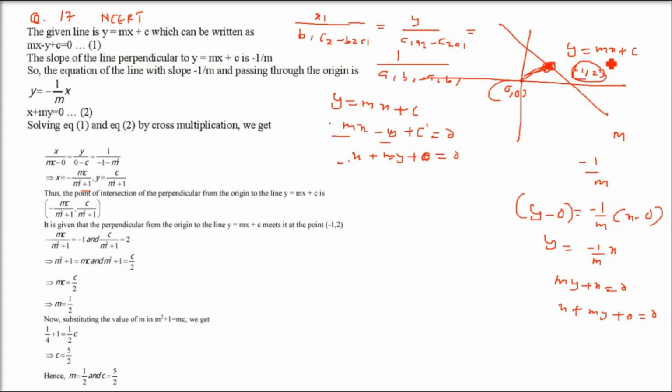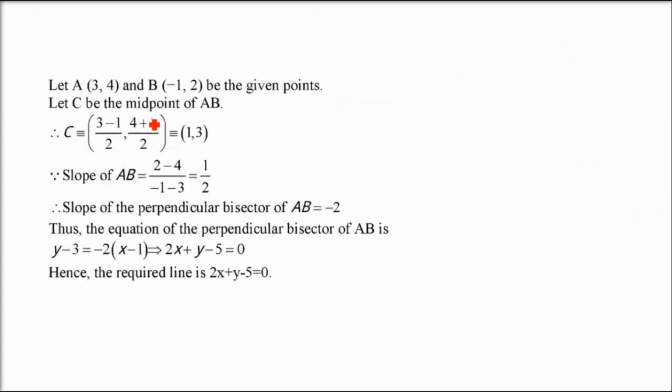Let me remind you, we took y equals mx plus c. We found the slope of the perpendicular line, and that slope will be minus 1 by m because it is perpendicular to y equals mx plus c. Now the line passing through (0, 0) has minus 1 by m as slope. We found that line, and then we tried to find the intersection of these two lines. We know that the intersection point is (-1, 2), and we equated that intersection point to find m and c. So, comparing m and c.